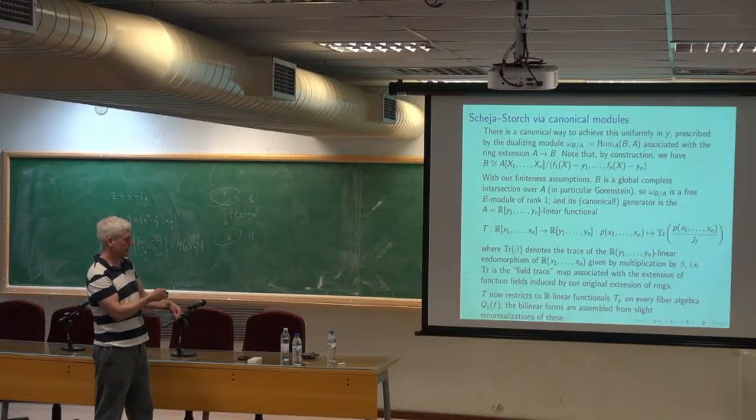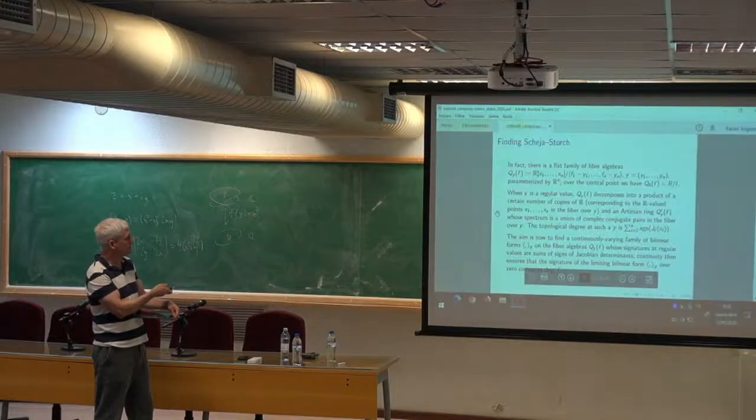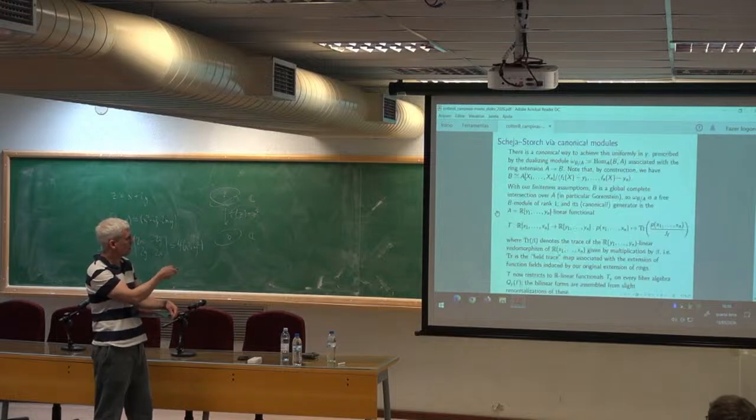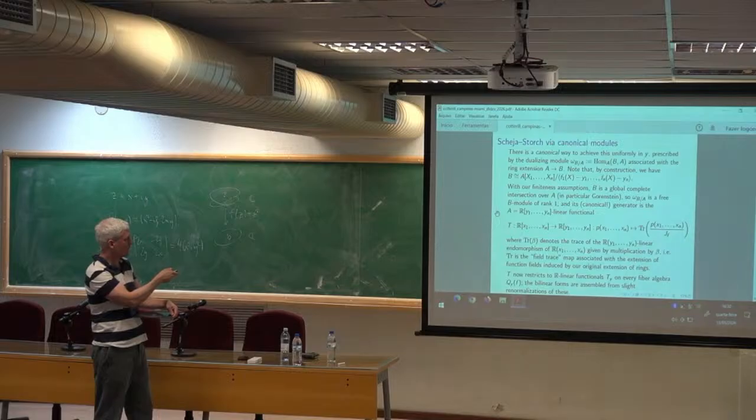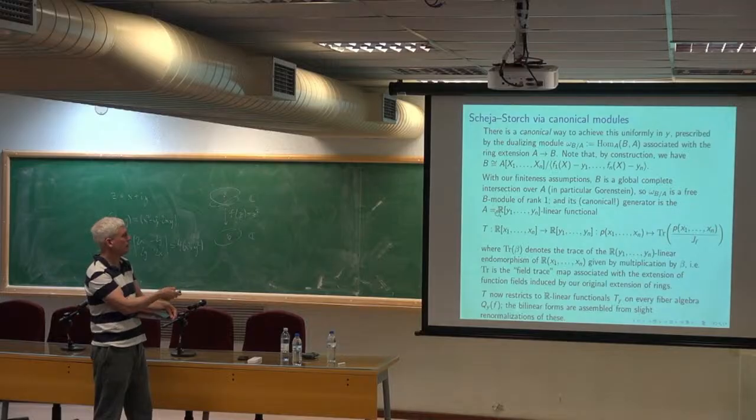Well, there's a canonical way to, like, pun intended, solve this problem. Namely, if you consider, again, we have this. Oh, that was unintentional. Again, we start with this extension of rings A and B.